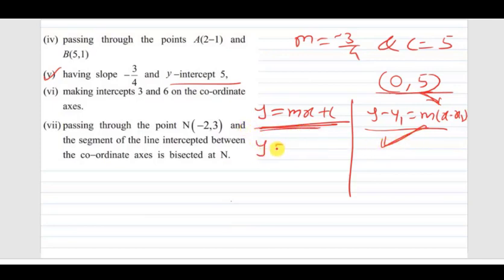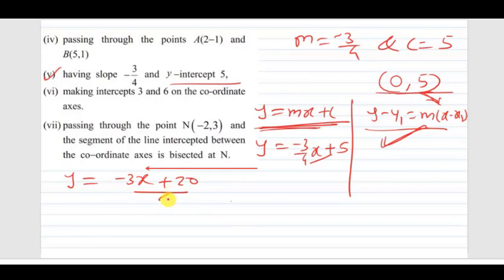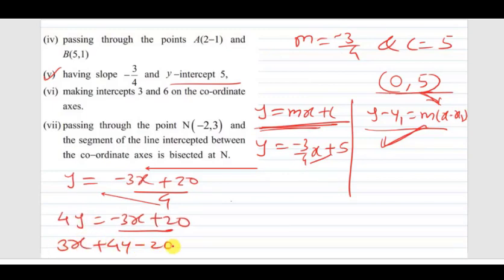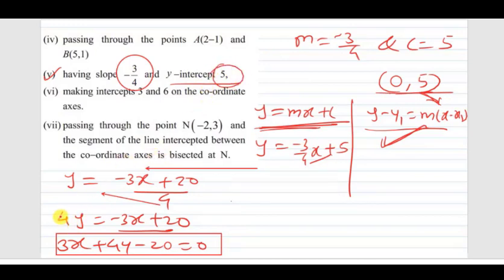Okay. So what I will get: y equals, what is the value of m? Minus 3 by 4 into x plus, what is the value of c? It is 5. So what I will get: y equals minus 3x, 4 into 5, 20, upon 4. Just multiply 4 to the left hand side. What I will get: 4y equals minus 3x plus 20. Take all the right hand side terms to the left hand side. What I will get: 3x plus 4y minus 20 equals 0. So this is my equation of the line having slope minus 3 by 4 and y-intercept 5. Right? So have a note.